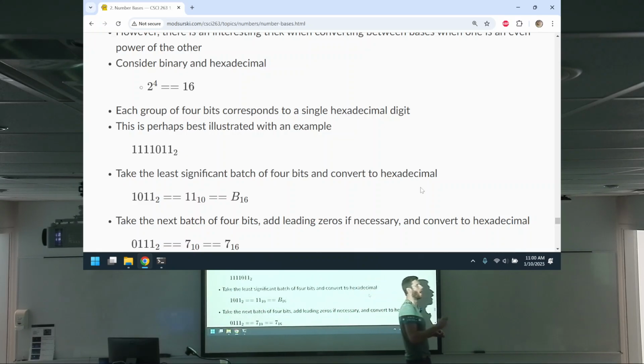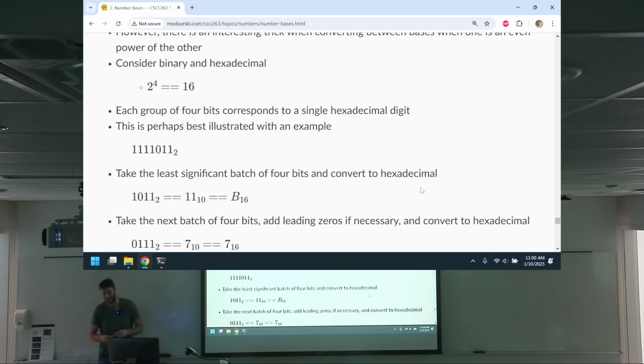So if I take 1, 1, 1, 1, no, wait, 1, 1, 1, 1, 0, 1, 1. Okay, that's actually a 7-bit binary number: 1, 2, 3, 4, 5, 6, 7. But what's out front here? What's always out front? 0.